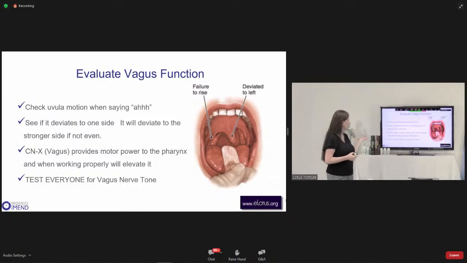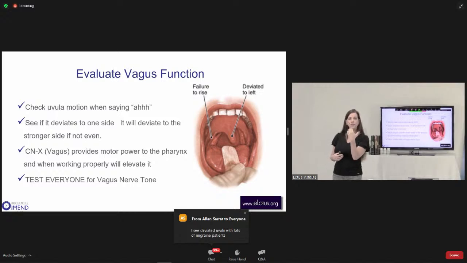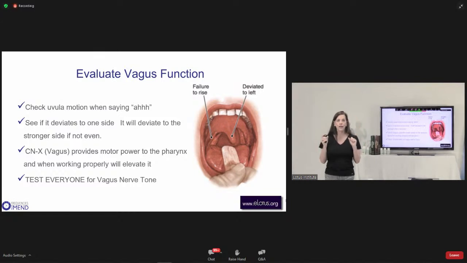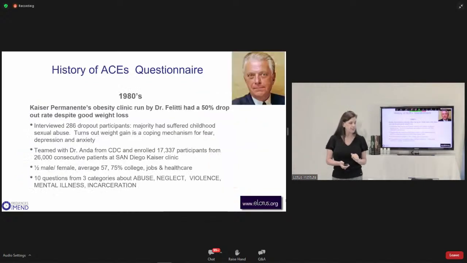So remember, the cranial nerve for the vagus, which is 10, is also the motor power to the back of your throat, which lifts the uvula. And so this is how we can start assessing what is happening with speech, facial expression, and how well the vagus tone is. So I recommend testing everybody for that and taking a look. You can use the flashlight on your phone, or you can use a light that we use to look at the pupils in the eyes.